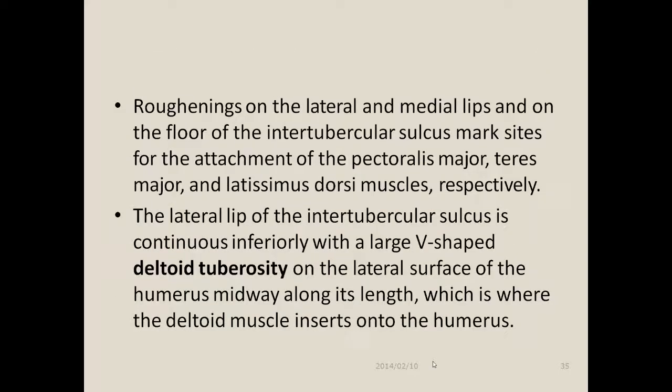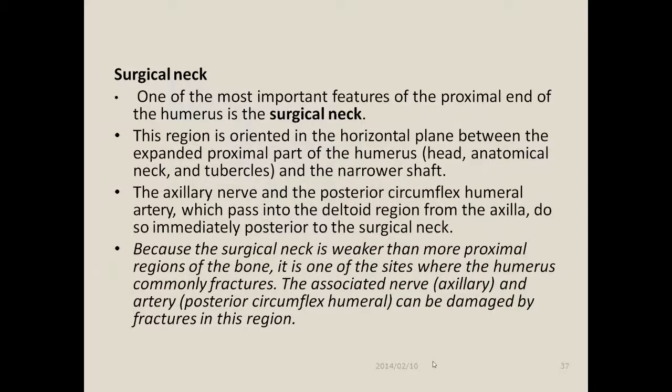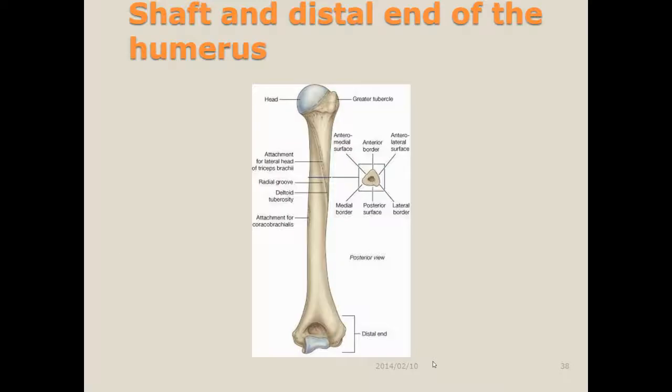Now we will see the deltoid tuberosity. We will see the surgical neck. The most important structure of the proximal end of the humerus is the surgical neck. This region is oriented in the horizontal plane between the expanded proximal part of the humerus and the narrower shaft. The surgical neck is weaker than the more proximal region of the bone. It is one of the sites where the humerus commonly fractures.